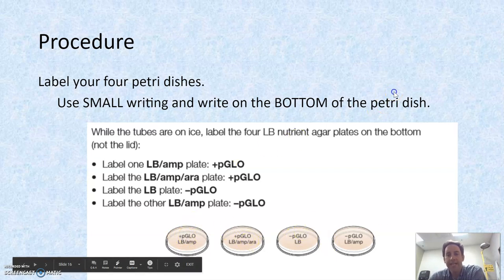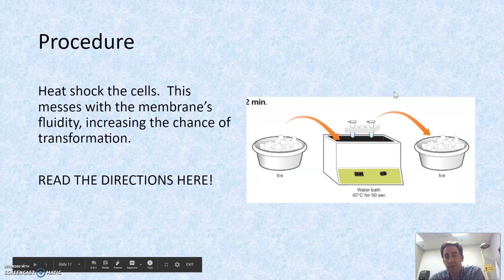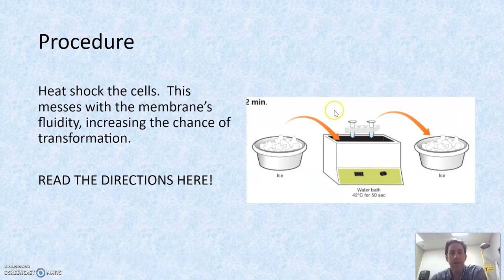Okay. So the next step is the key step. You are going to heat shock the cells. You're going to take your samples that were on ice for 10 minutes, and you're going to put them in this little styrofoam holder, and you're going to put them in a little water bath. It's like a lazy river for bacteria, and they're going to float there for I think it's 50 seconds. And that is called the heat shock.